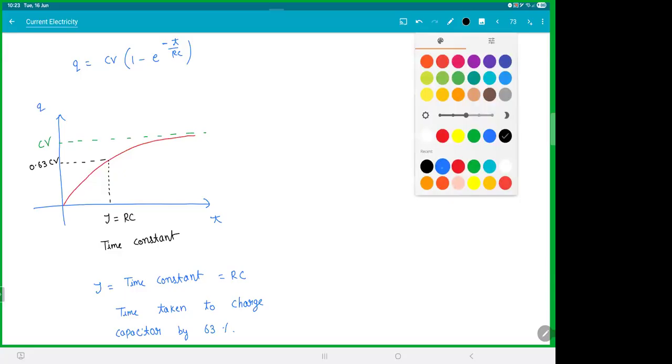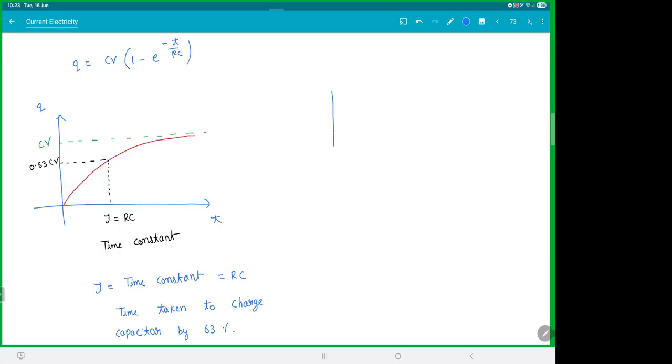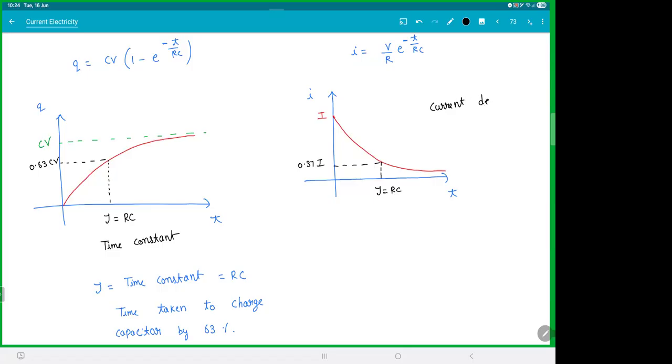And this is called a time constant. So do remember that. That's one new terminology. Same thing if you try to plot a graph between current versus time. I is equal to V by R into e power minus t by RC. So initially you have more current. The current decreases as time passes. So here also time constant is defined as 0.37 I. So here the current decreases by 63%. So the charge increases by 63, current decreases by 63.